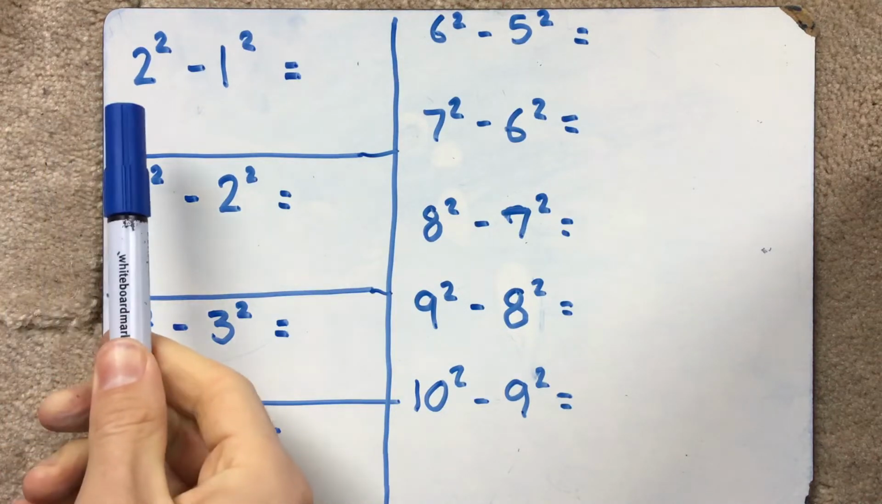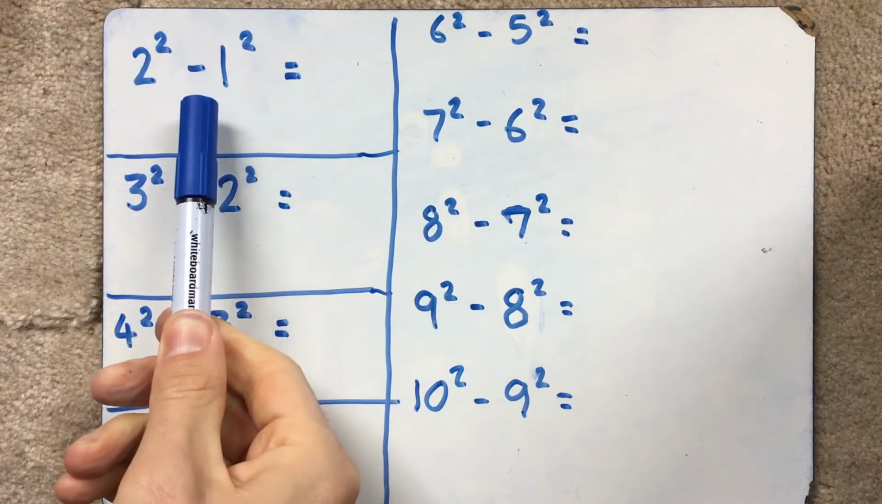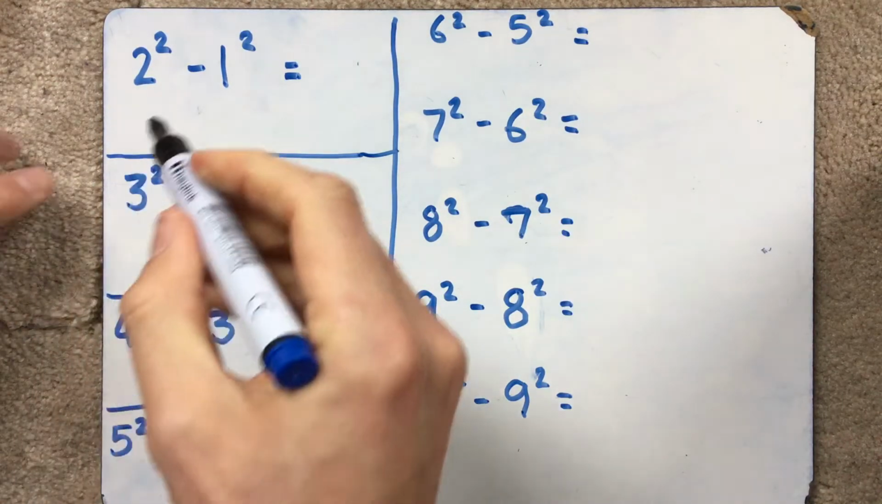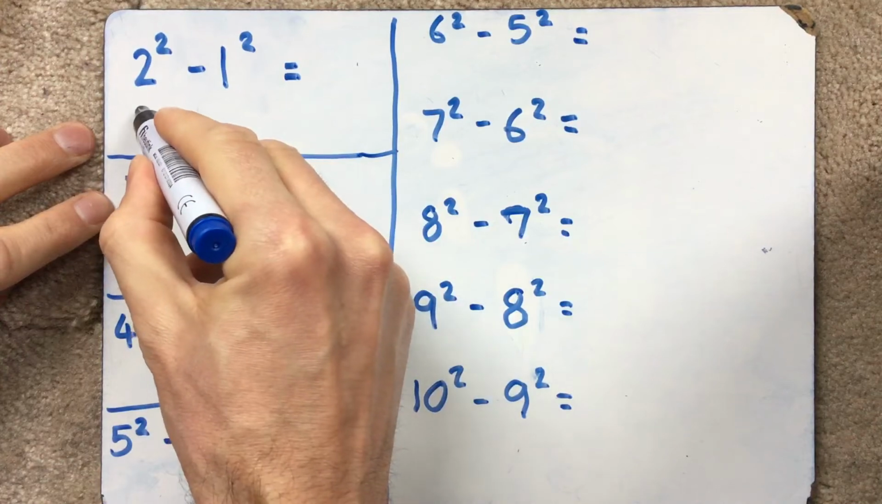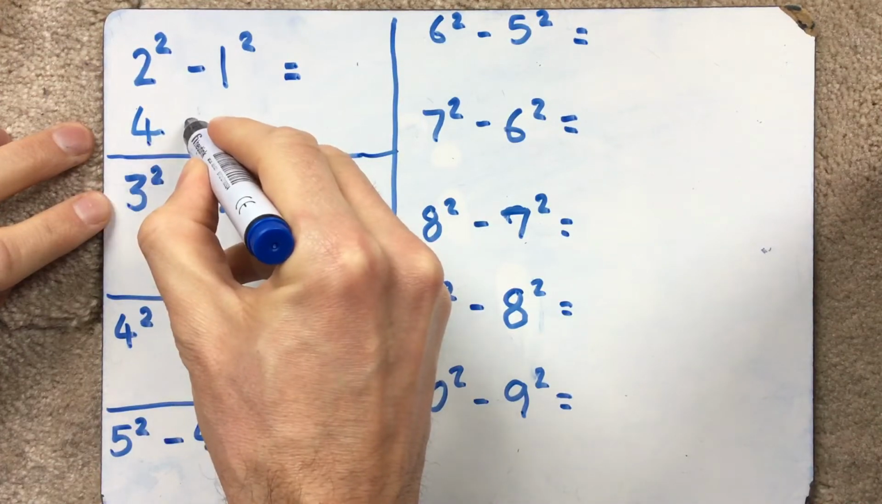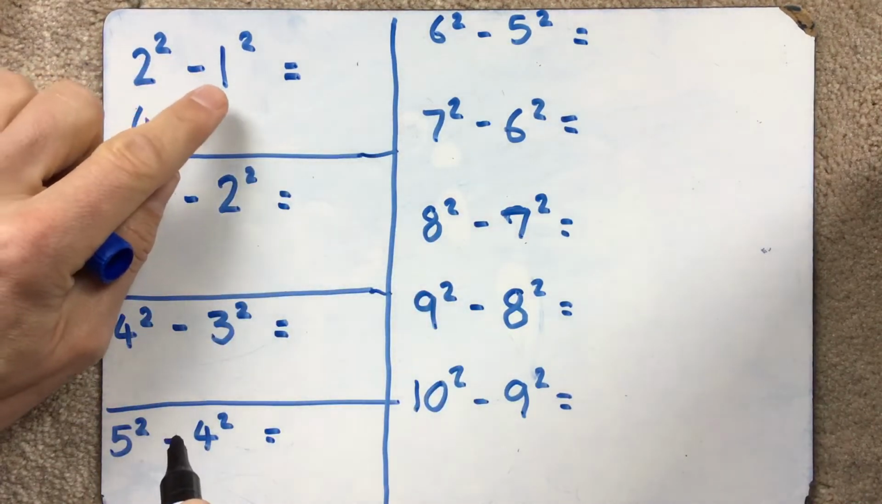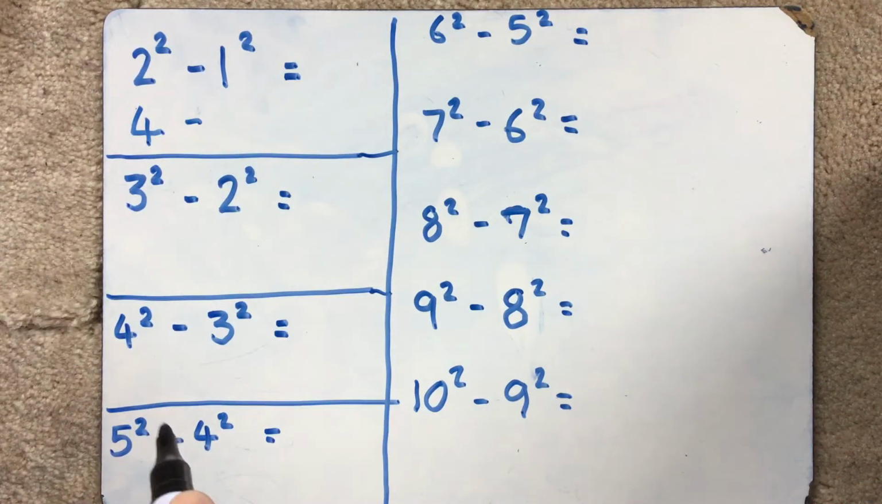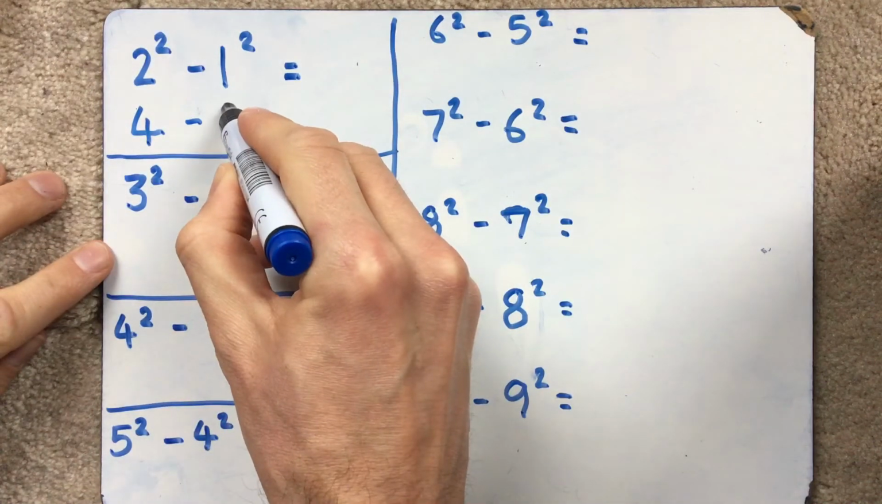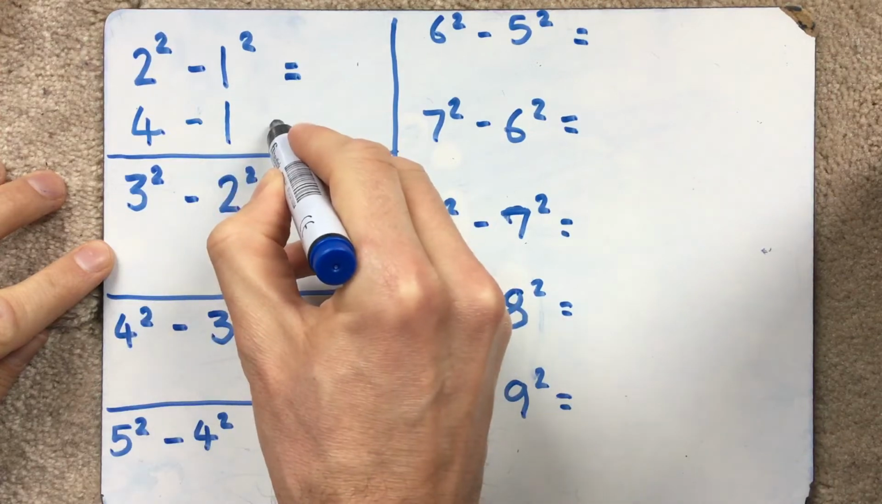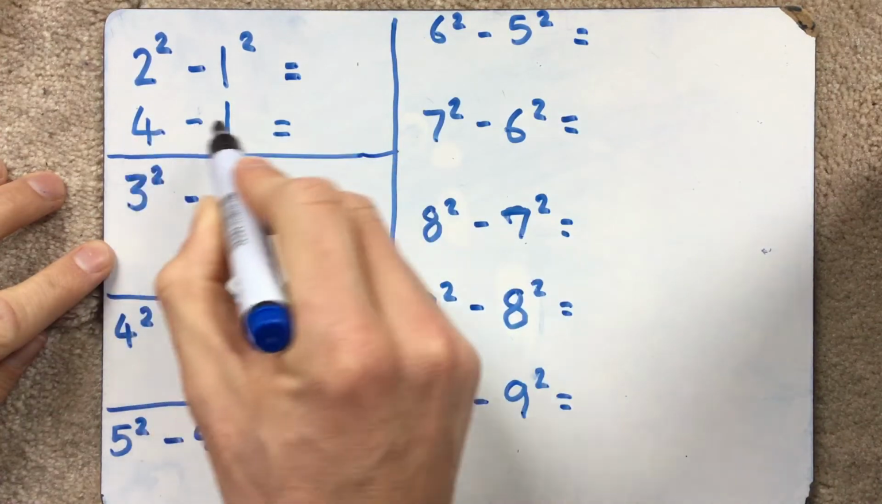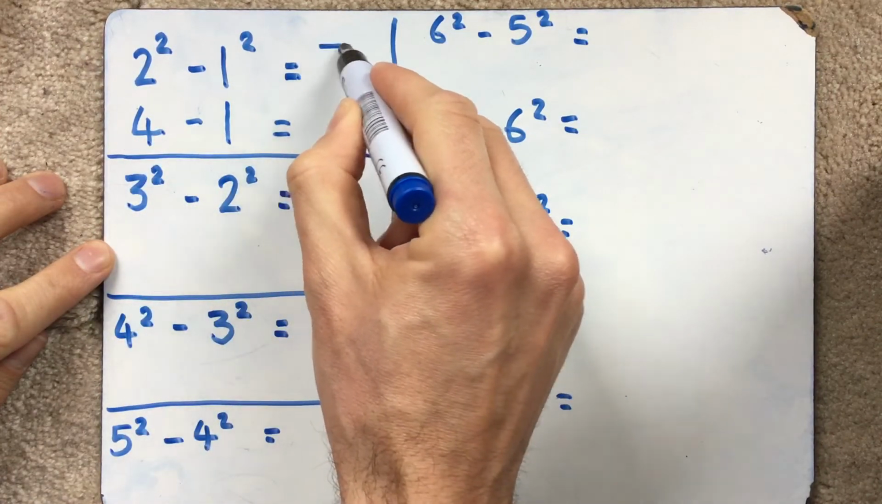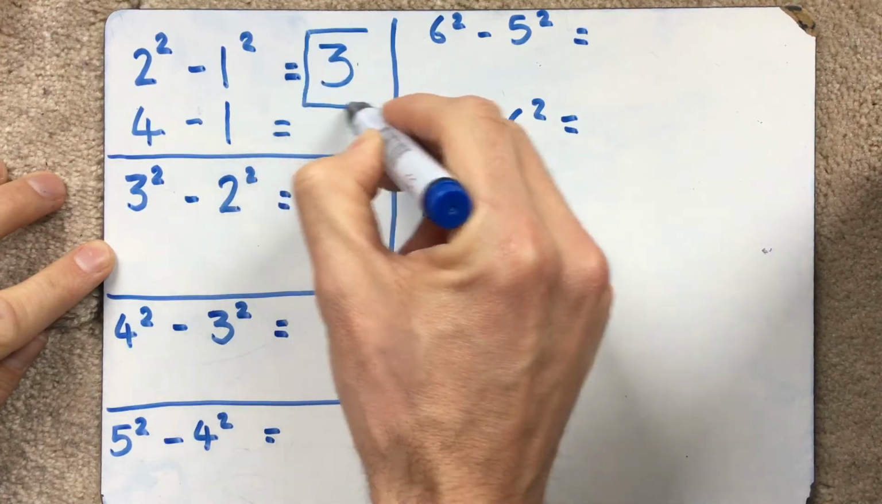I'm going to take the first two square numbers, 2 squared, and I'm going to subtract 1 squared. So 2 squared I know is 4, 2 times 2 is 4. And I'm going to subtract 1 squared, and 1 times 1 I know is 1. Don't make a mistake. And I know 4 minus 1 equals 3. I'll put my answer here.